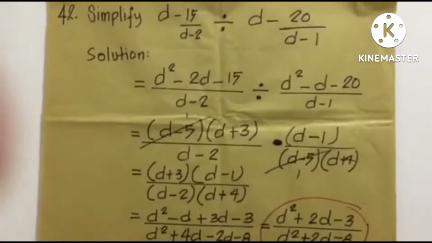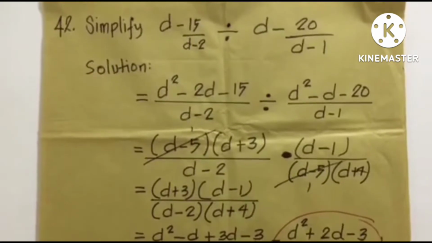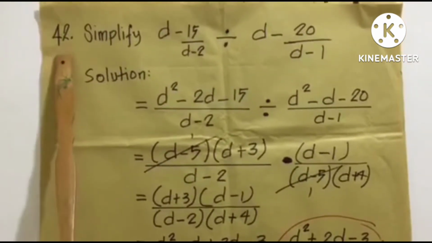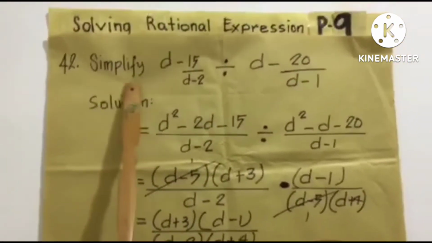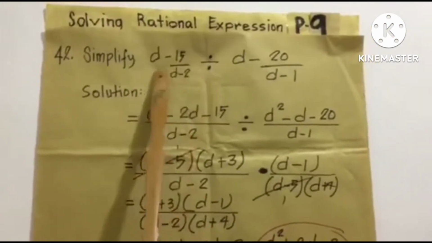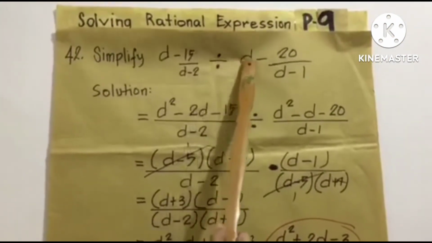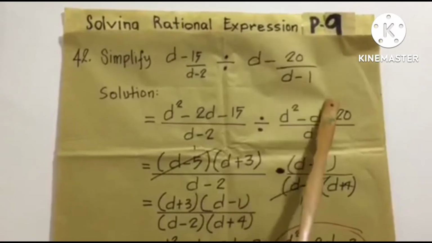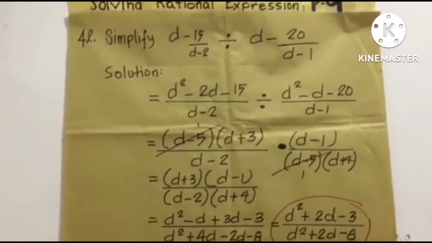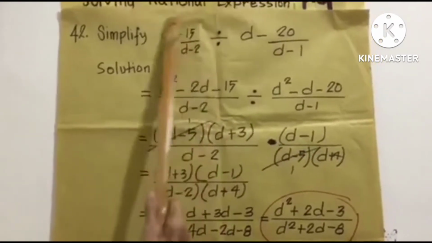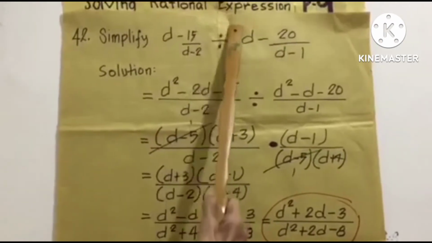Let us continue our solving rational expression. Now in problem 42, simplify (d minus 15) over (d minus 2) divided by (d minus 20) over (d minus 1). So what we have to do is to make this into one single rational expression.